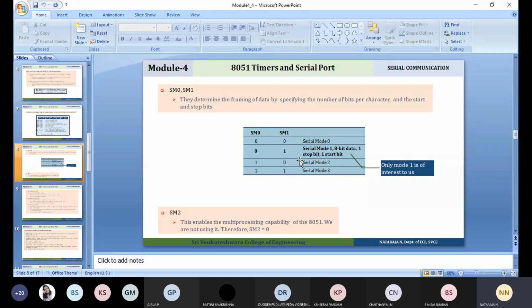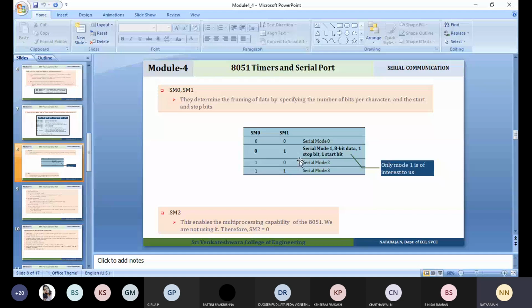It allows a variable baud rate, and it is set by Timer 1 of your 8051. The baud rate is decided by the number that we load. Based on that, it decides the baud rate of the particular program. Make a note of all these things.